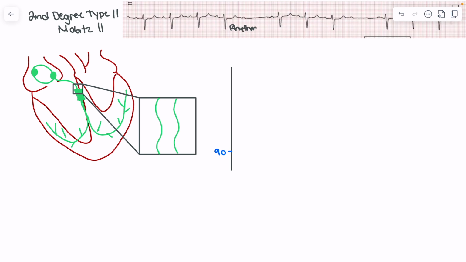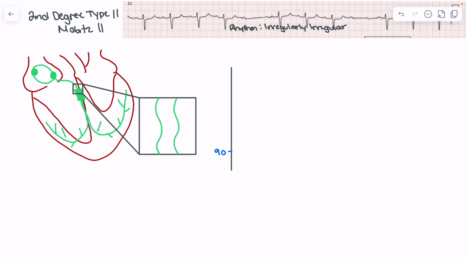So if we look here, we know we have an irregular rhythm. This is actually irregularly irregular. What that means is there's no predictability. Here we've got 4 QRS complexes followed by a break. Here we've got 3 QRS complexes followed by a break. So again, there's no predictability to our rhythm. So it is irregularly irregular.